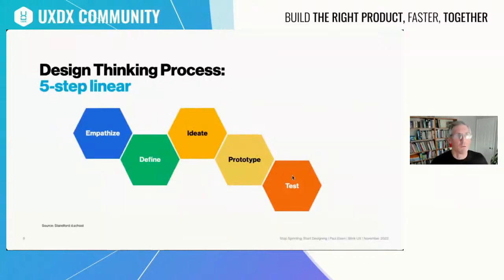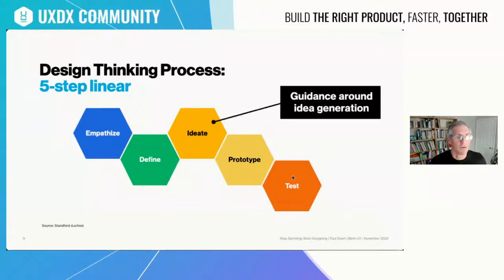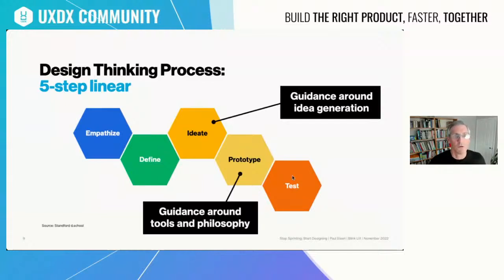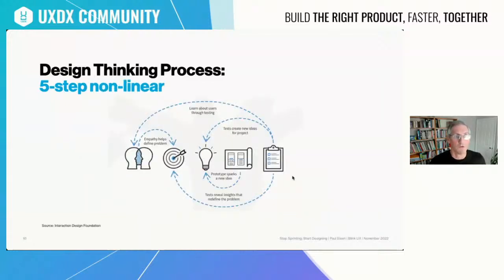I'm going to turn attention now from the double diamond model to the 5-step linear process that was introduced by Stanford Design School. And again, we have ideate, prototype, and test. There is some guidance around idea generation, about brainstorming and so forth, and there's some guidance around tools and philosophy of prototyping. Again, there's really no attention paid to the importance of establishing a foundation of design before you get into the details. This is another globally recognized thought leader in the interaction design and experience design space, the Interaction Design Foundation.